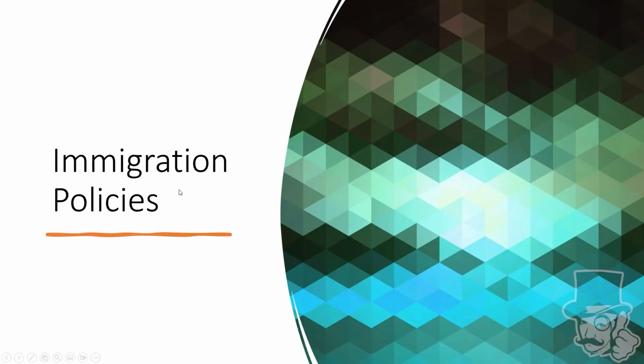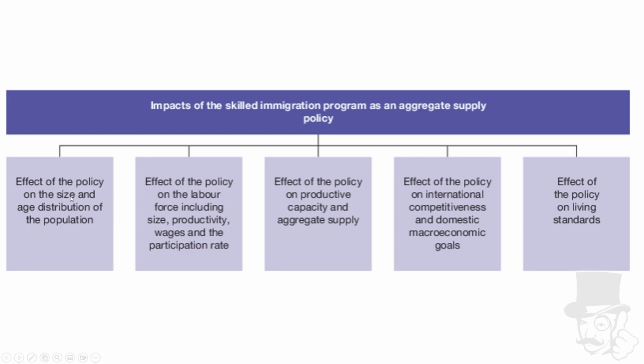Alright, so next up, the next key knowledge point is all about immigration policies. How does immigration influence aggregate supply? It affects the size and the age distribution of the population. It affects the size of the labour force and its productivity, the wages behind it, and the participation rate. It affects the effect of policies on productive capacity and aggregate supply, so it actually increases the amount of stuff we can produce. It also improves our international competitiveness and improves our domestic goals, and lastly improves our living standards.